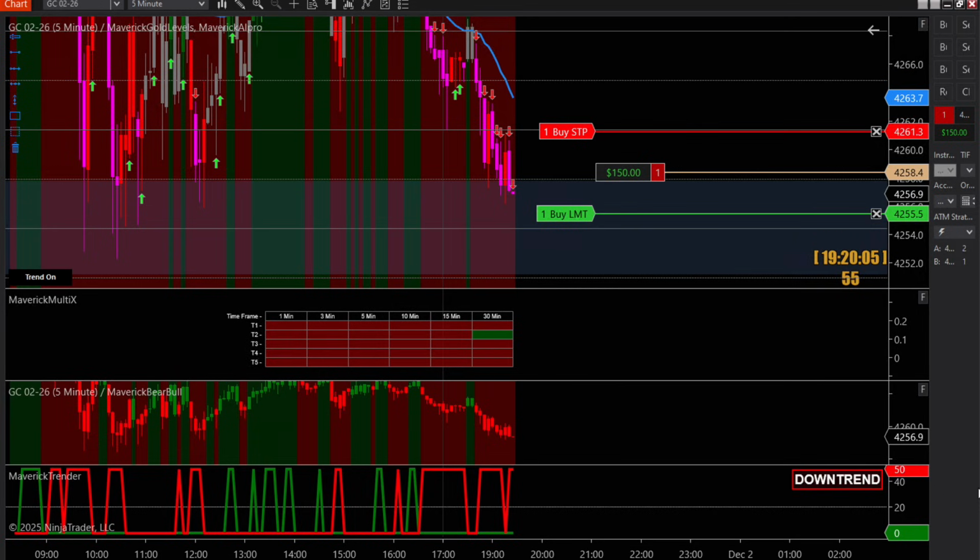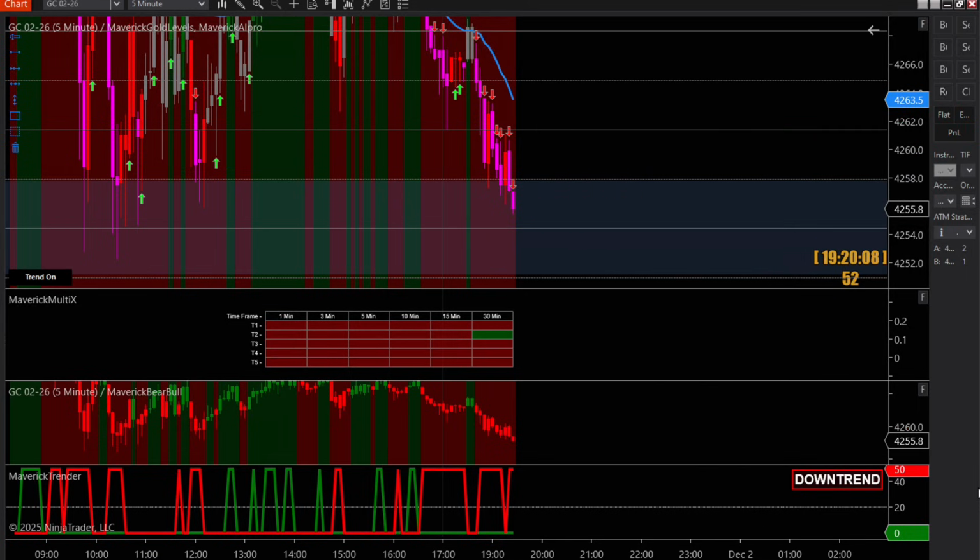We got a new candle with a down confidence arrow. Boom. All right, there we go. Couple $100, nice and easy on a gold trade. And now I'm going to watch for support here. We might take it on the way up as well.